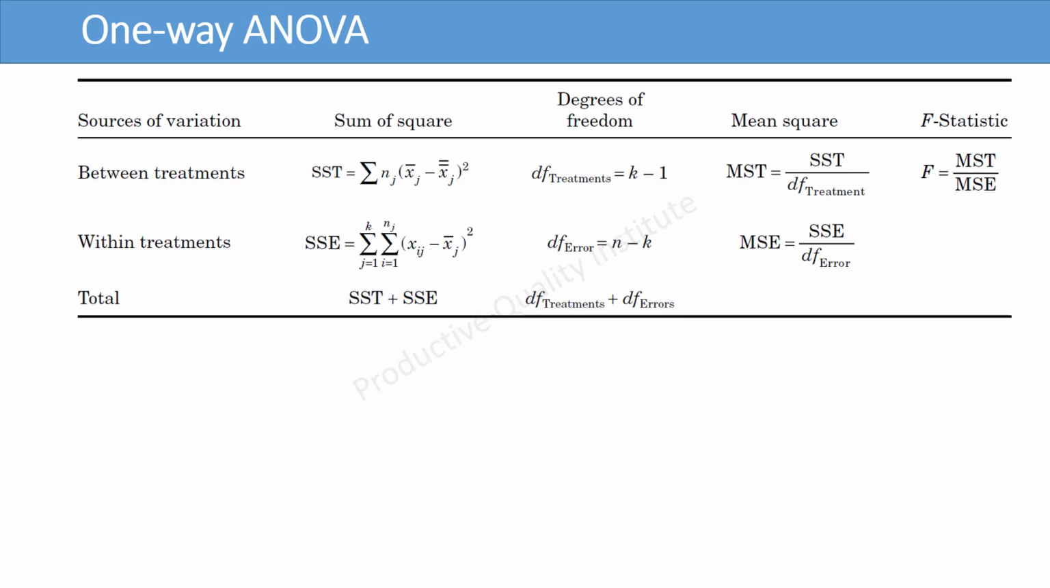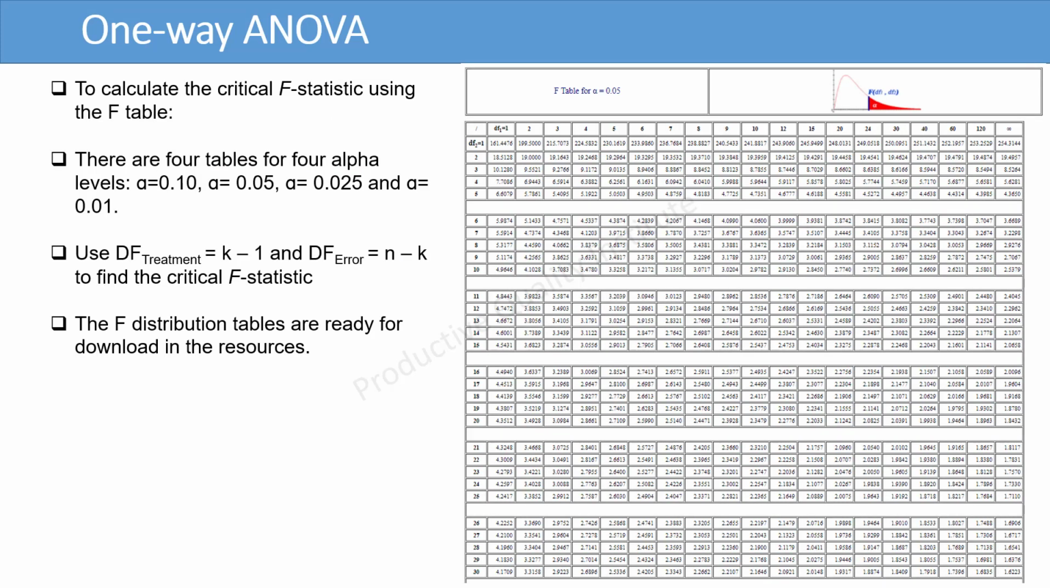Here is a table that includes all the calculations of one-way ANOVA for reference. To calculate the critical F statistic using the F table, there are 4 tables, for 4 alpha levels: alpha equal to 0.10, alpha equal to 0.05, alpha equal to 0.025, and alpha equal to 0.01.